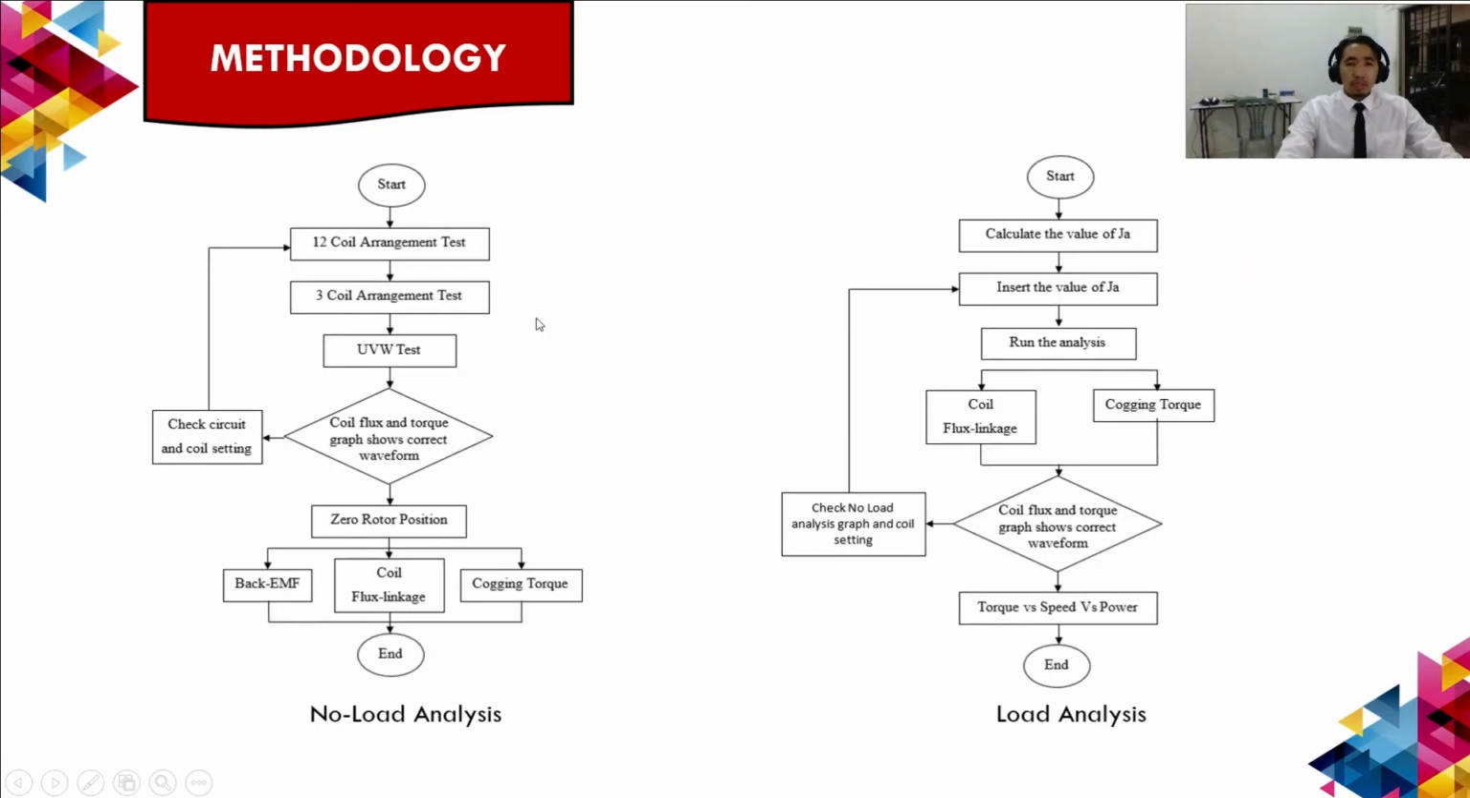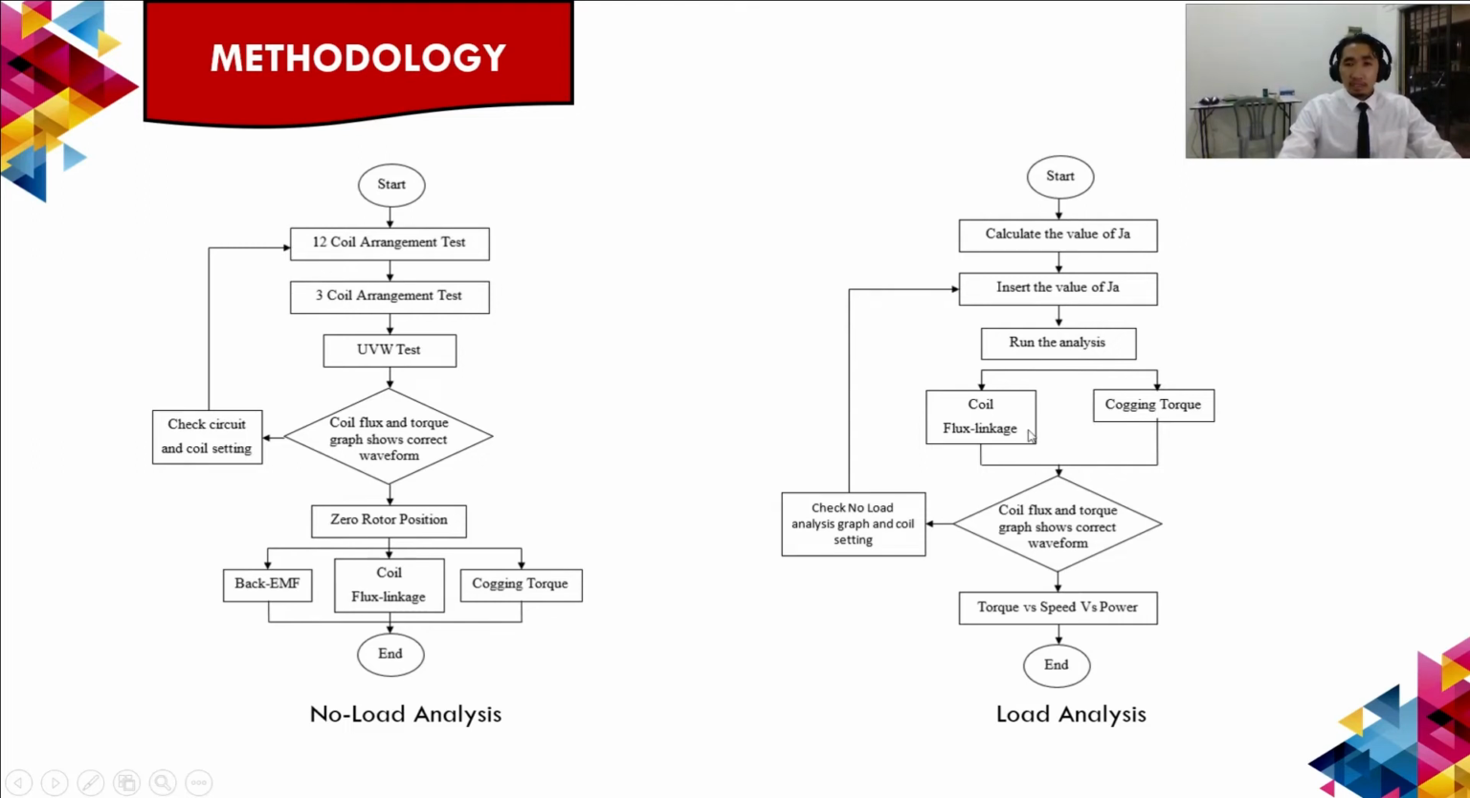For the methodology, after we finish the design using the geometry editor, we simulate using JMAG Designer. So we have no load analysis and load analysis. For no load analysis, we have 12 coil arrangement test. After that, we go to 3 coil arrangement test, and after that we go to UV test, and if the coil flux and torque graph show the correct waveform, we go to zero rotor position, back EMF, coil flux linkage, cogging torque. If not, check the circuit or coil setting, and we go back to the 12 coil arrangement test.